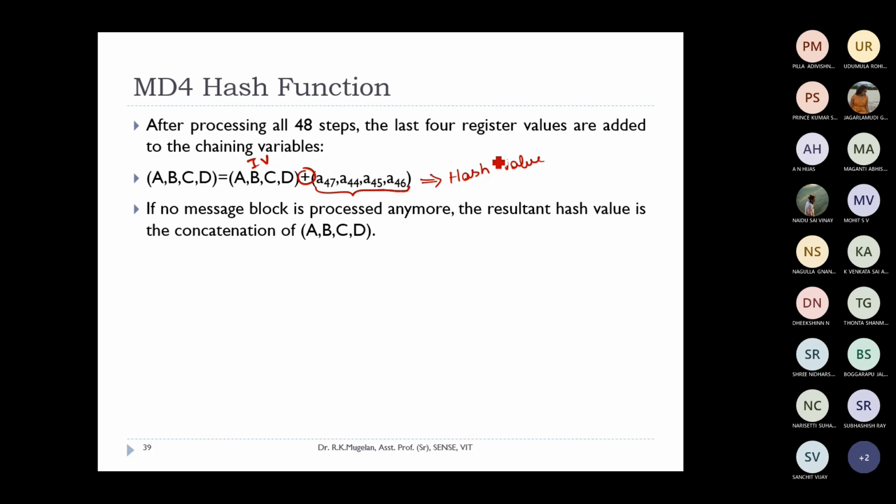It's very difficult to find the inverse of the hash, but yet they found an issue in MD4, which is they proved that collision can occur in MD4. That's why it has been upgraded to MD5.